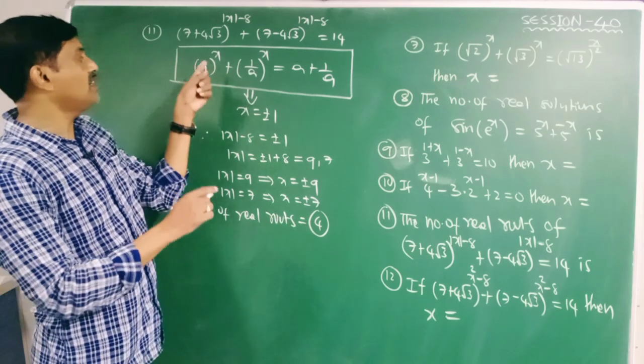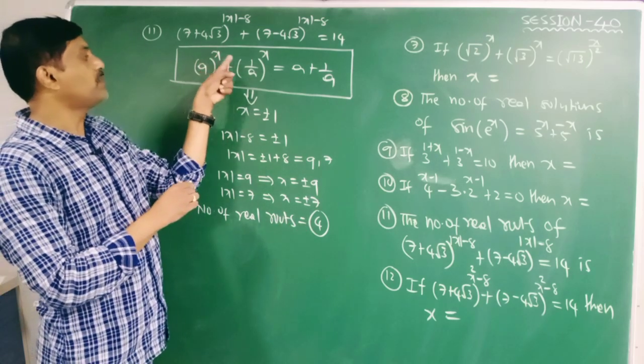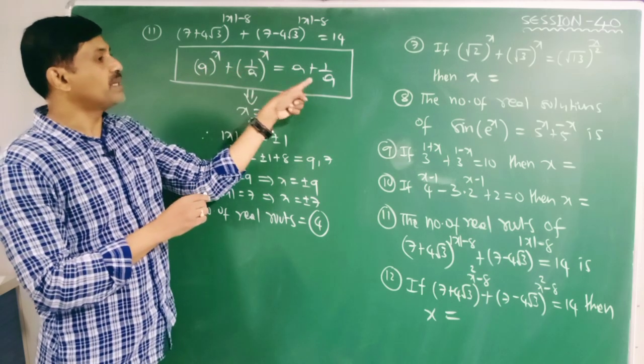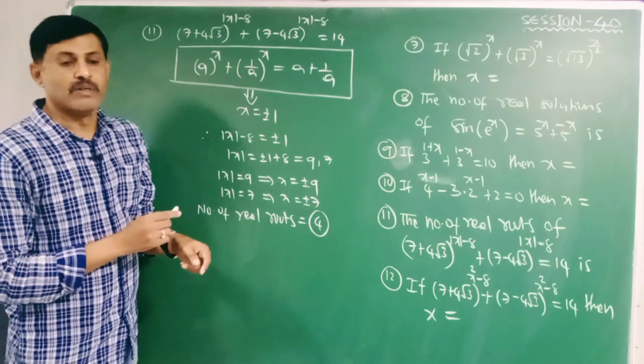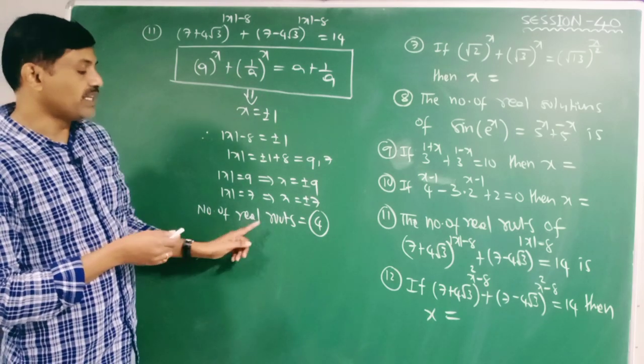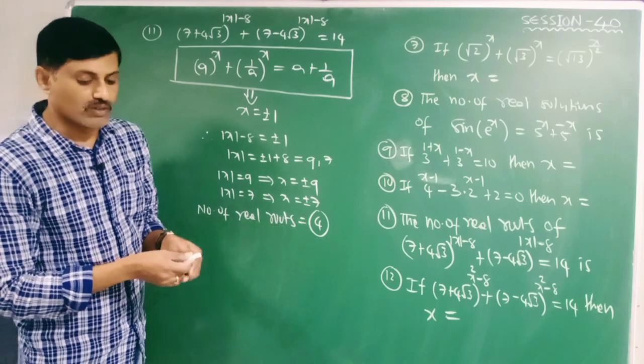In this case the number of real roots is 4. Very clear. This question is in the form a^x + (1/a)^x = a + 1/a, and this x will become ±1. In this case the number of real roots is 4.